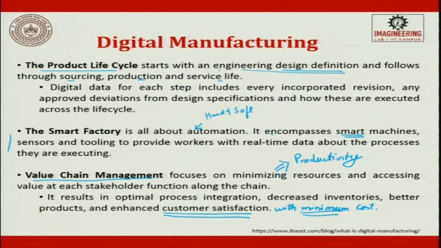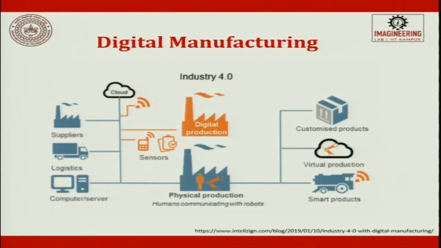So, all these things put together fall under one gamut which is called digital manufacturing. Where is artificial intelligence coming in here? It is a part of digital manufacturing. If you look at digital manufacturing, when you go to Industry 4.0, you have supplier, you have logistics, you have computer and server, and all this data is now put into the cloud. When this movement happens, every piece of information is in the cloud, and from the cloud you get a Wi-Fi which can keep communicating to the factory. So, you have sensors for moving and also sensors for quality recording.